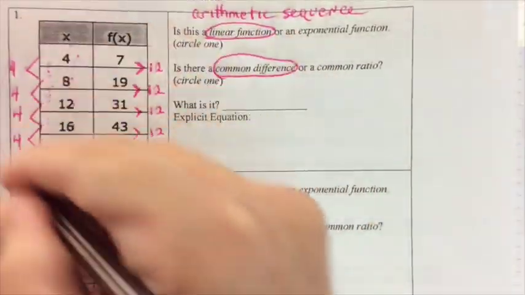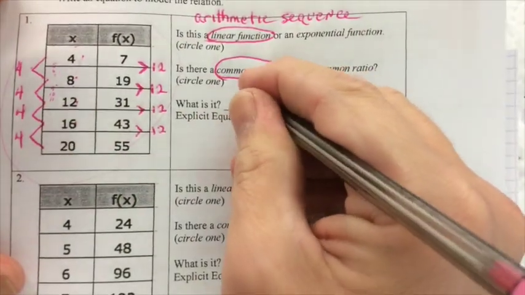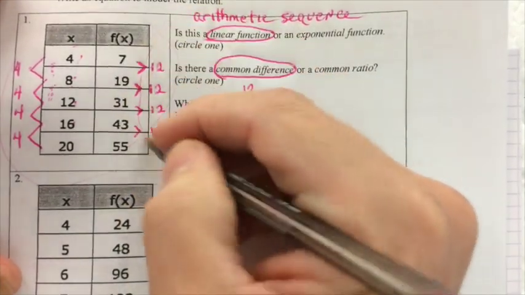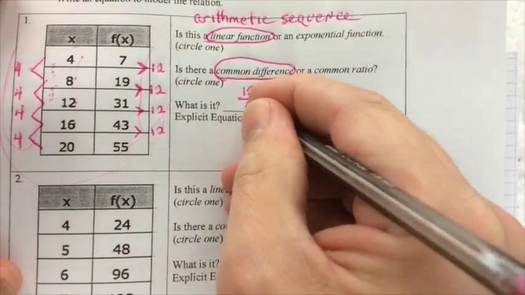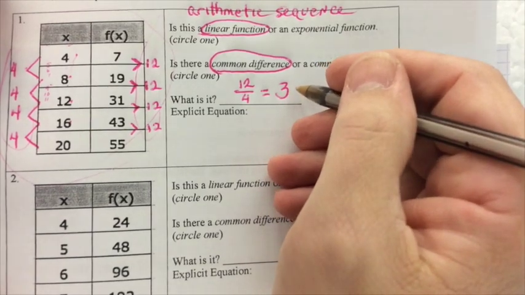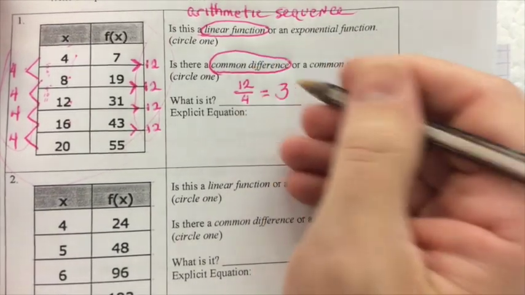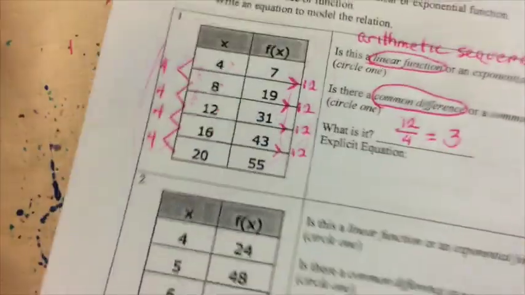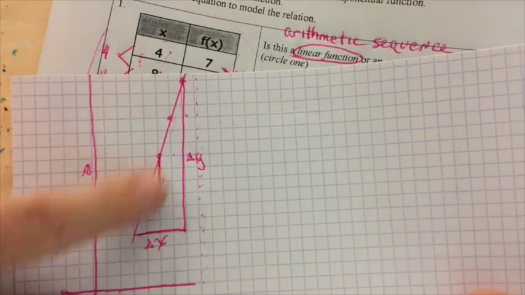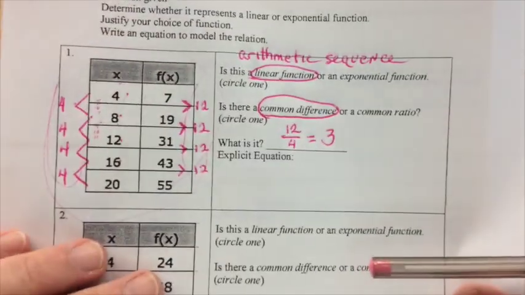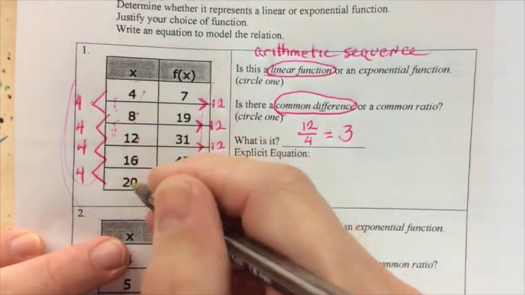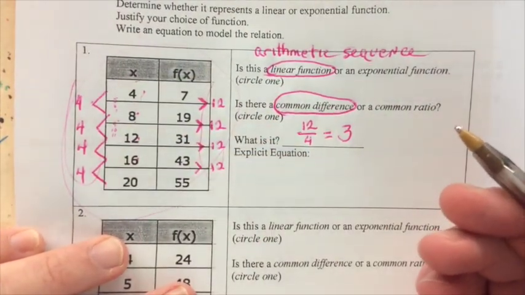In order to find that here, you have to take the difference in these values, which is 12, and divide it by the difference in these values, which is 4, and that gives you 3. That right there is your common difference. It's the slope of the line that this linear function creates. And now you can use any one of these numbers to create your equation.